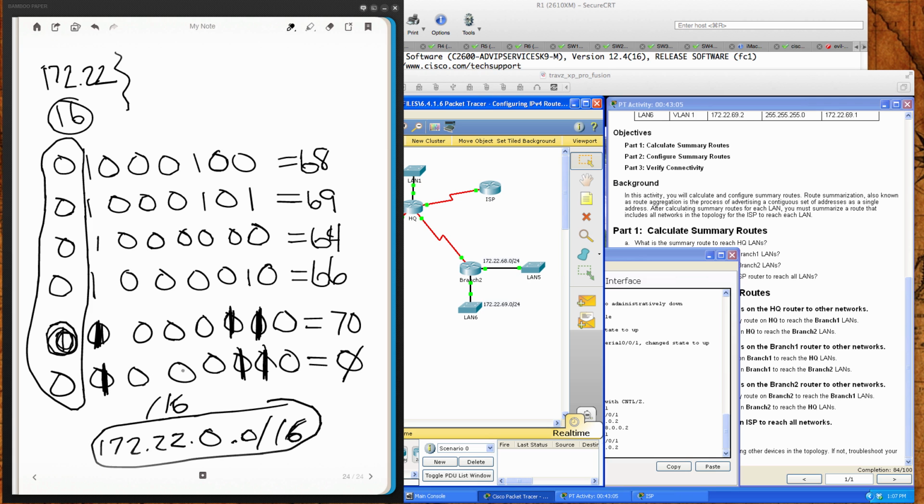So would have this bit position, this bit position. And so then it would have been here where we no longer have the bits the same. So 17, 18, 19, 20, 21. So we're looking at a /21, right? A /21. And it wouldn't have been 172.22.0. That 0 in the middle there.